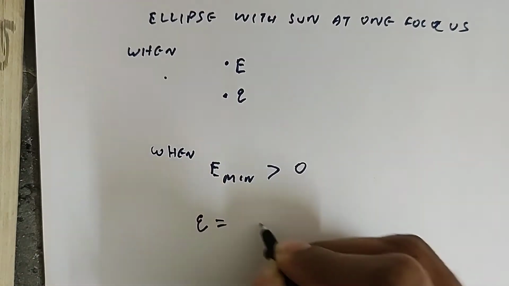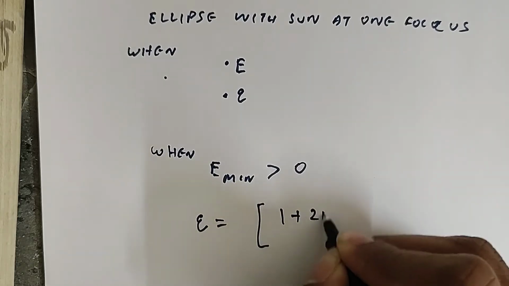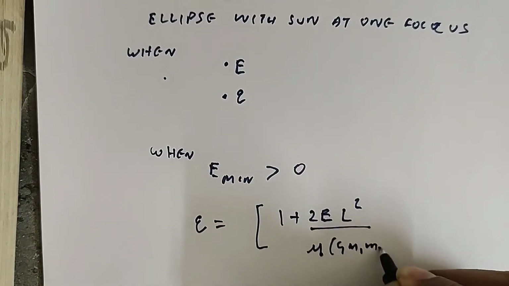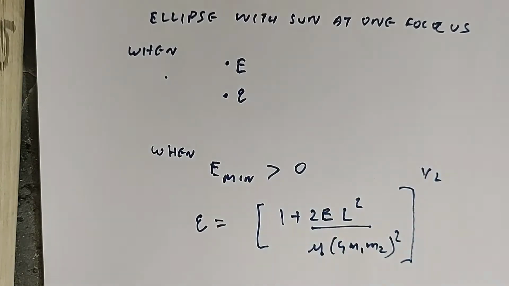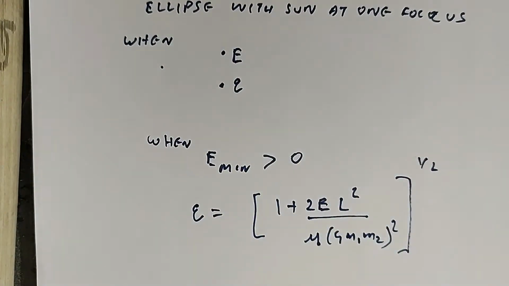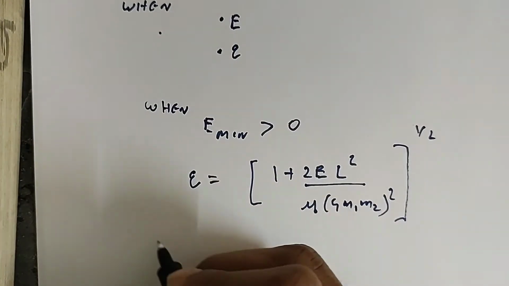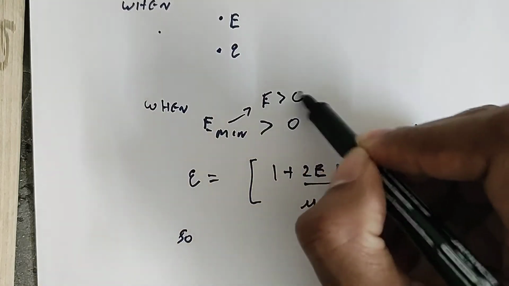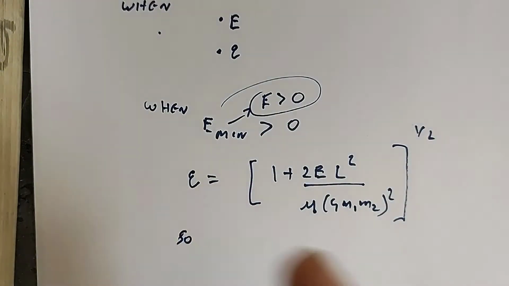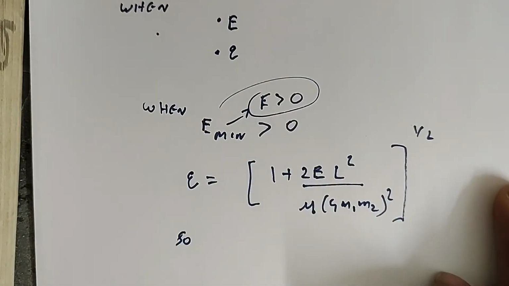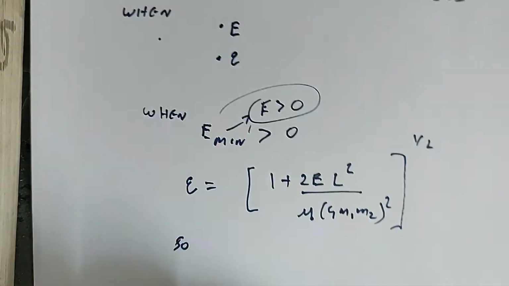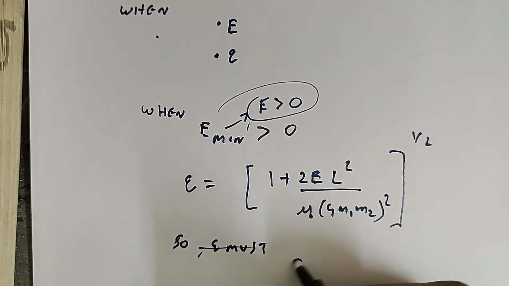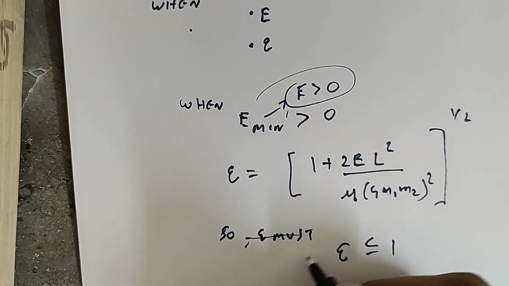So I can formulate my epsilon to be equal to 1 plus 2 times E L squared upon mu G m1 m2 r squared. This is nothing but one of the fanciest definitions of epsilon that we used so far in our course. Again, there is no loss of generality if you use this too, but we are not going to discuss hyperbolic orbit, so let's keep it this way. So epsilon must lie between these two ranges.